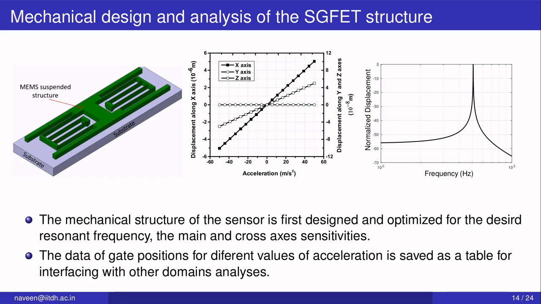You optimize the design of the mechanical structure, the size of the weight of the proof mass, the dimensions of the beams, etc., and do a simulation to find out the mechanical characteristics, which is essentially you look at the cross axis sensitivity, the prime axis sensitivity, and the displacement versus frequency. So once you are satisfied with the mechanical structure's performance, the data for the different gate positions for different values of acceleration can be saved as a table for interfacing with other domain analysis. So you take this data and keep it aside. So that is step number 1.